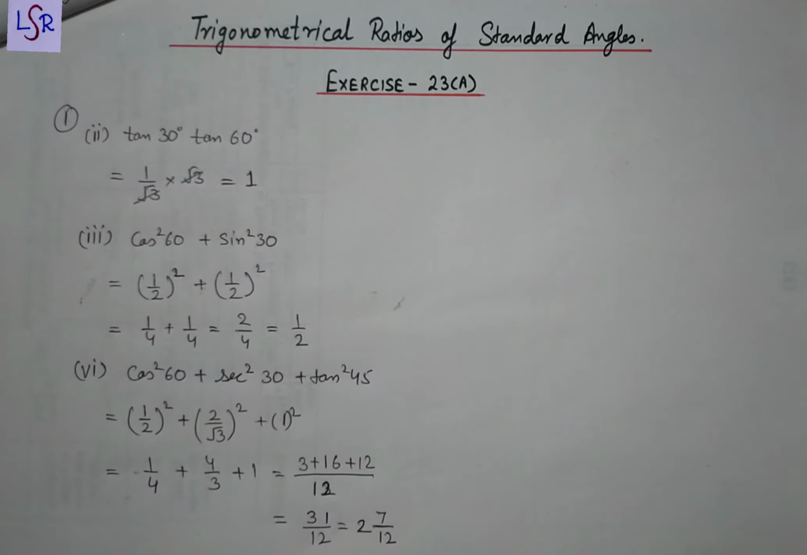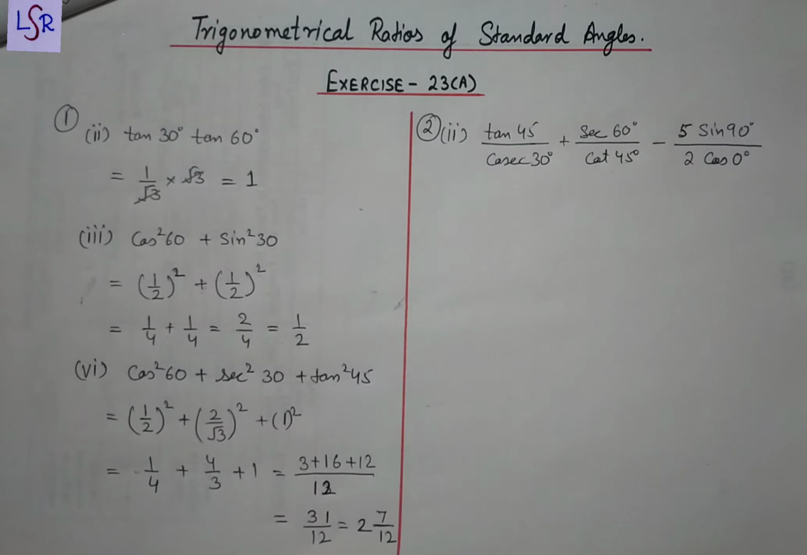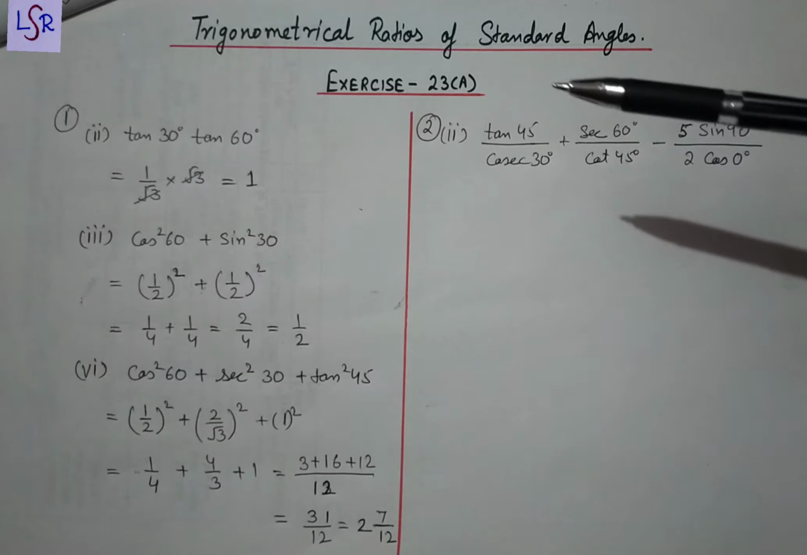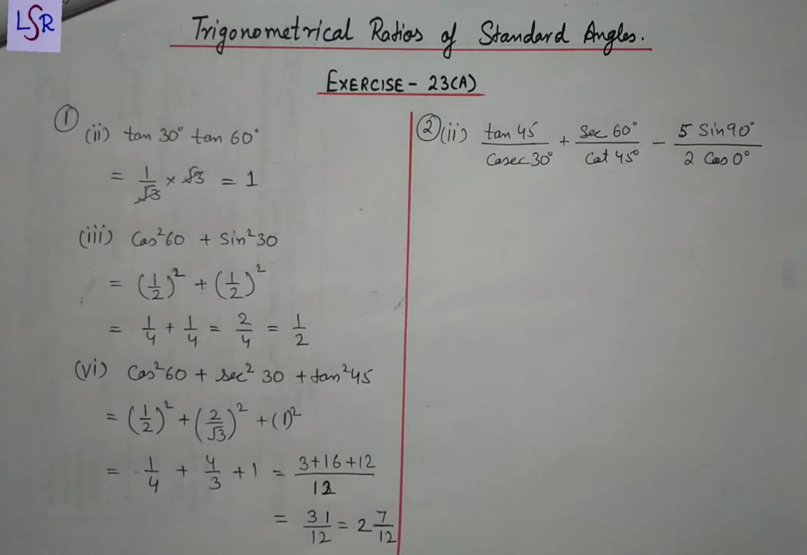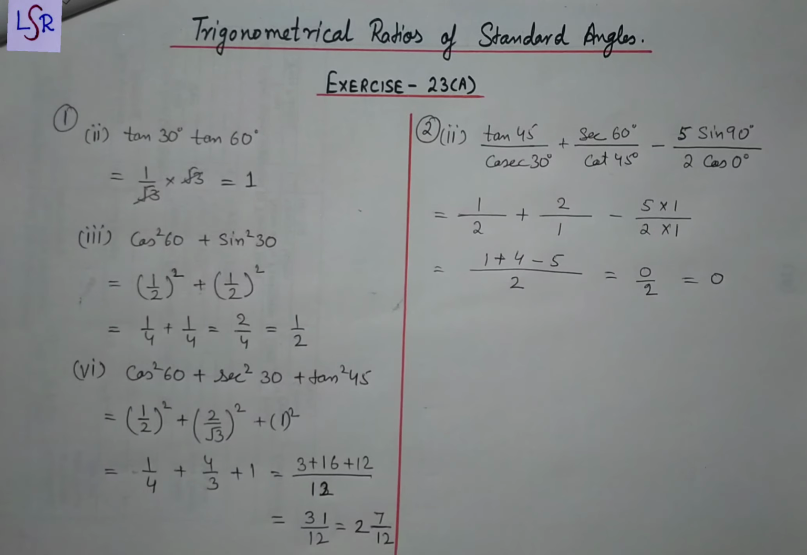Now let's see question number 2, second part. And here in this question we are having trigonometric ratios in the numerator as well as in the denominator. Again we have to follow the same steps and put the values over here, and here we have got the values of all of the trigonometric ratios. Now we'll solve them and we finally get the answer as 0.